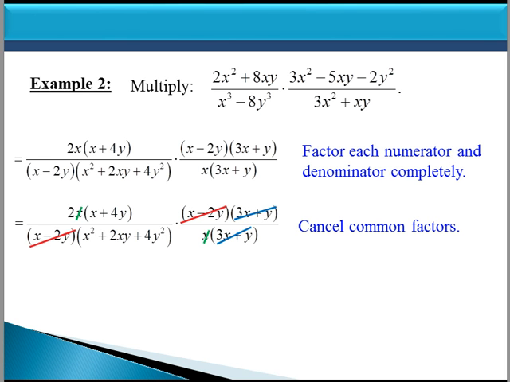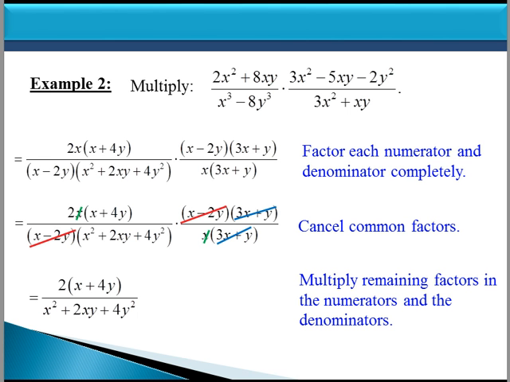So in the numerator, if we multiply the numerators together, we'll just have a 2 and an x plus 4y factor. And we can leave those factored if we want, or we could distribute the 2. That's up to you. And then we only have one factor left in the bottom, this trinomial here. So we'll just take the parentheses off of that to simplify the denominator. And that's our answer.